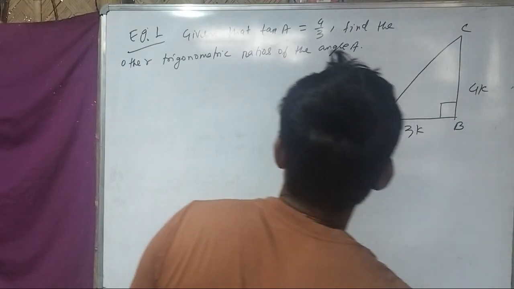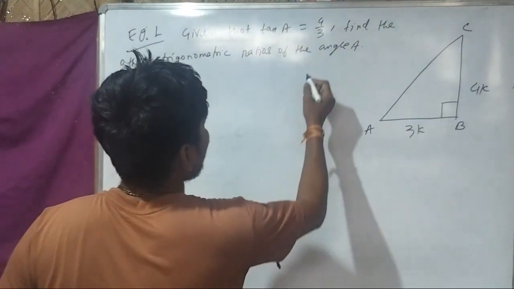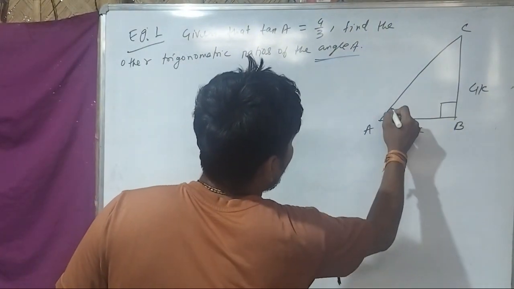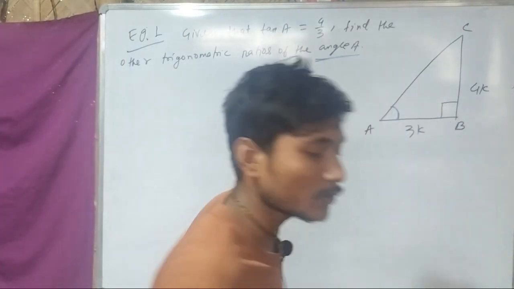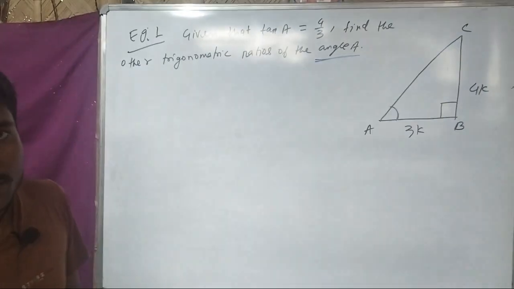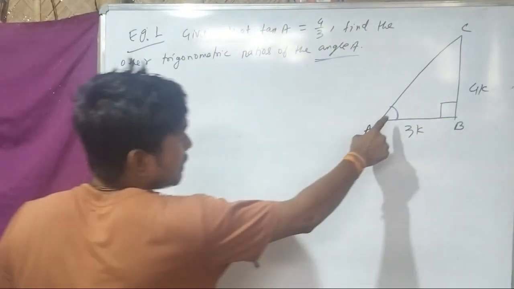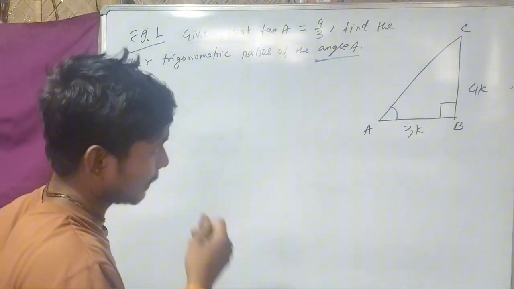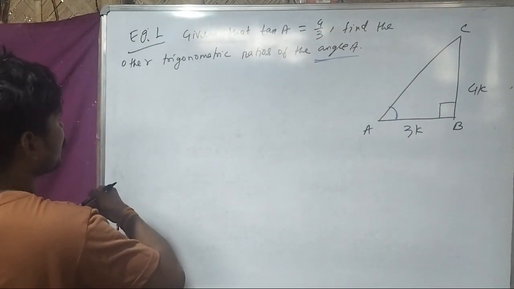Now the main thing is, with respect to which angle will we solve this? It will always be given: angle A. We have to find all the other trigonometric ratios with respect to angle A. This is the most important point. If this angle changes, everything will change. I will show you. Now let's solve this question.